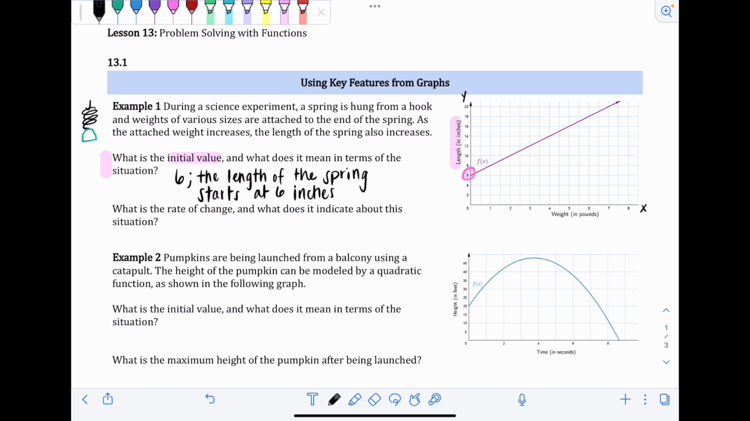Okay, so the initial value is 6. Again, one more time, that's because that's where the function itself touches the y-axis. In terms of this problem, it means that the length of the spring is starting at 6 inches and getting longer from there. Add a little note before we move on: the initial value on the graph is the y-intercept.